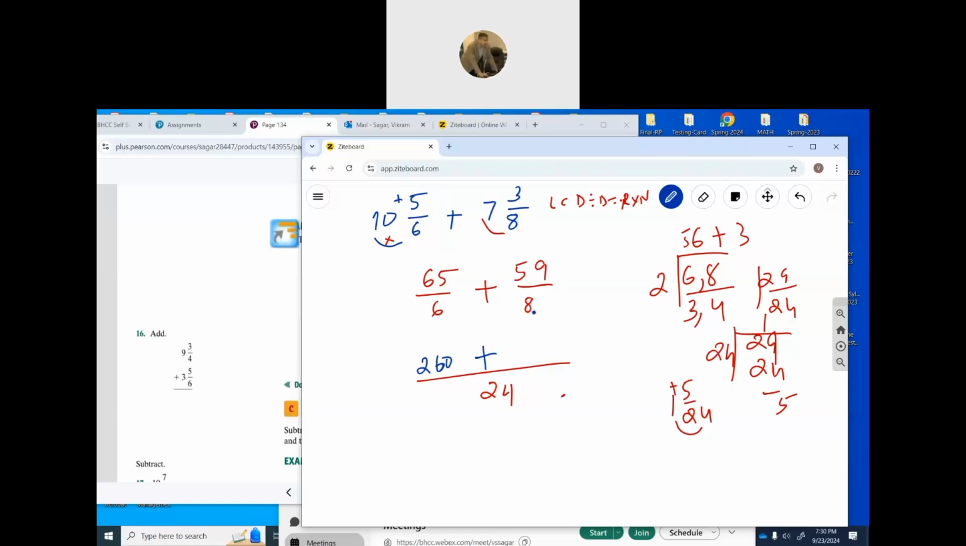Now here, 24 divided by 8, which is 3. 3 times 59 is 177. Exactly same thing, whatever we've been doing, but the numbers are big, but that's okay. So add these numbers, please. 437 over 24. So this is our answer, right?